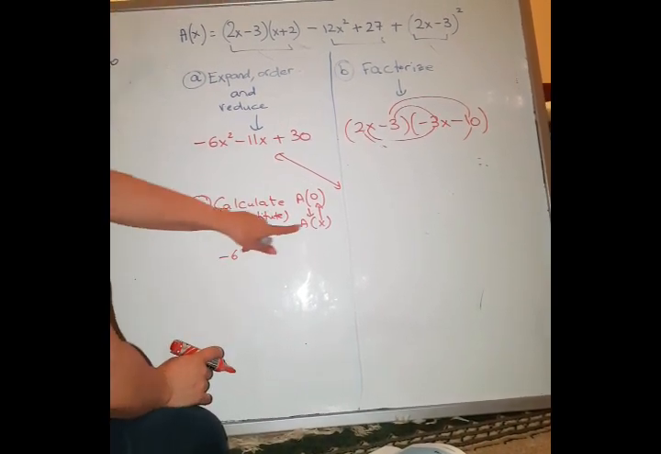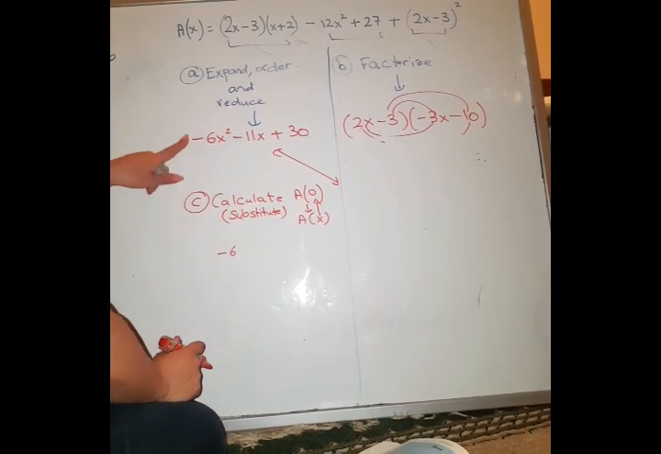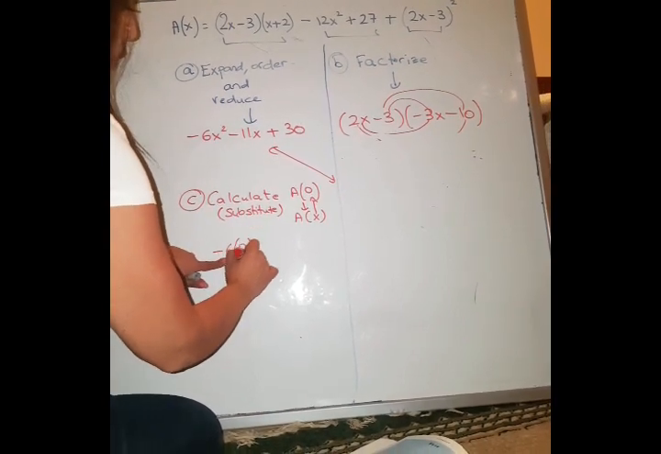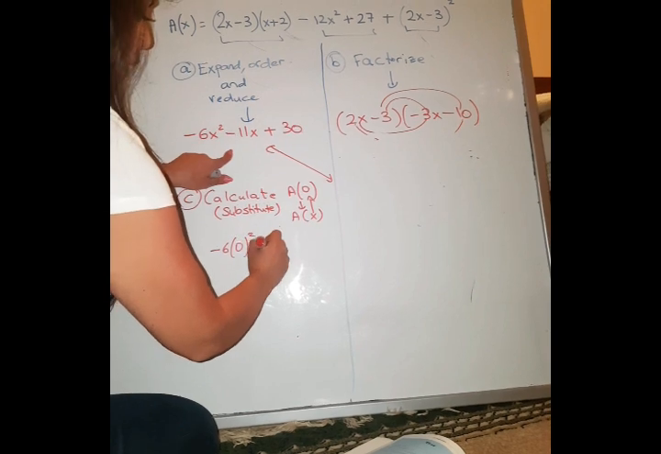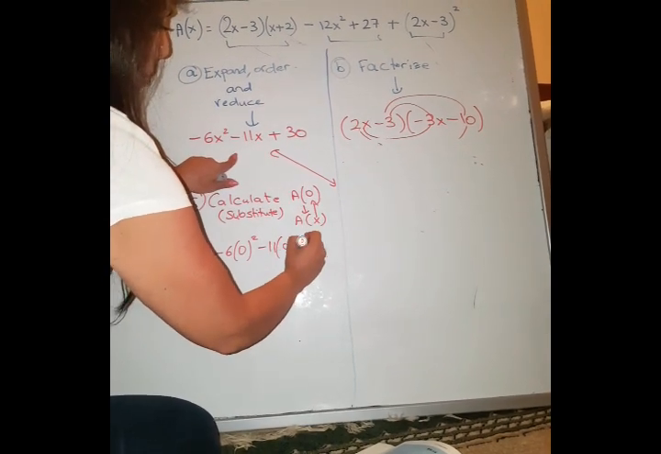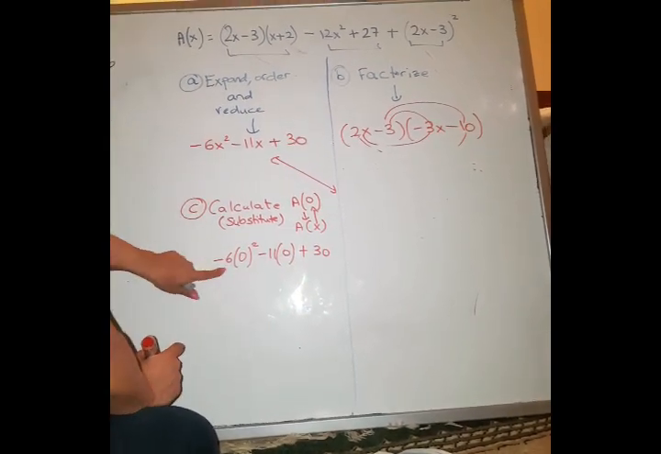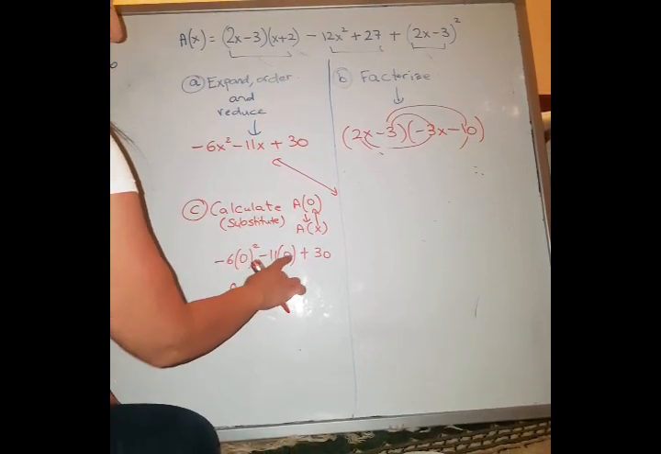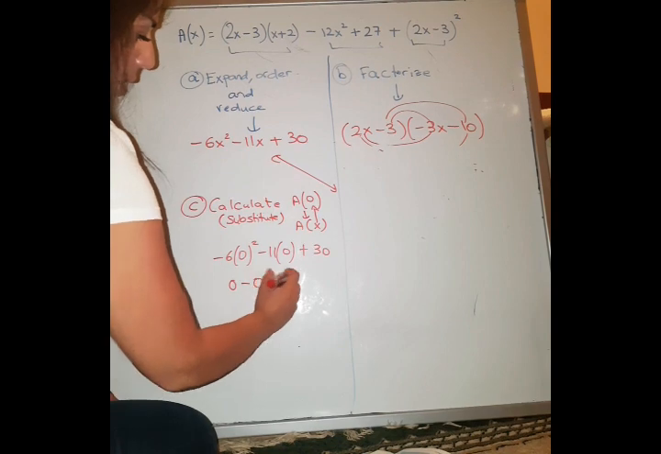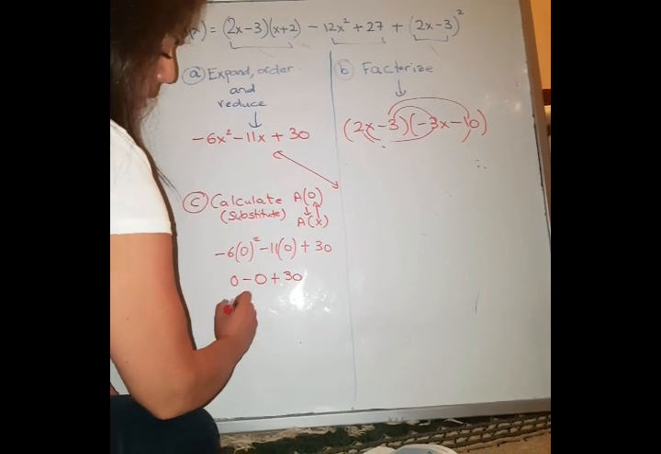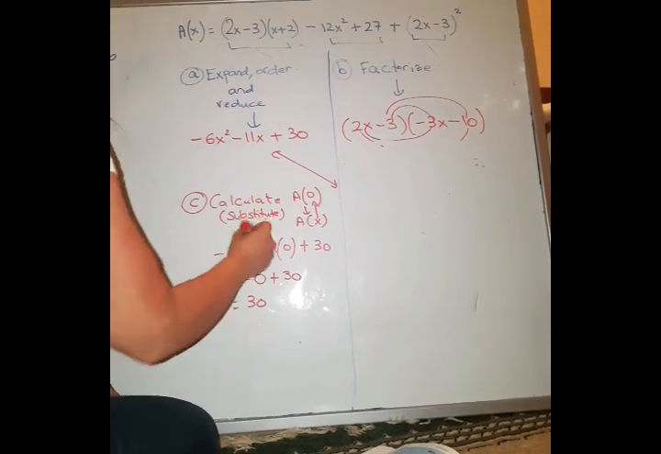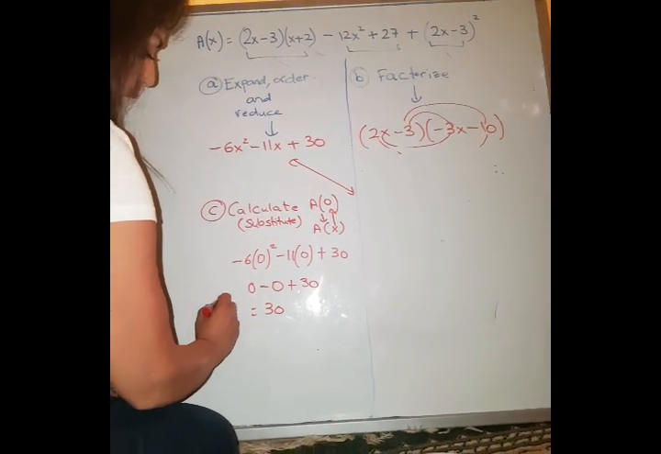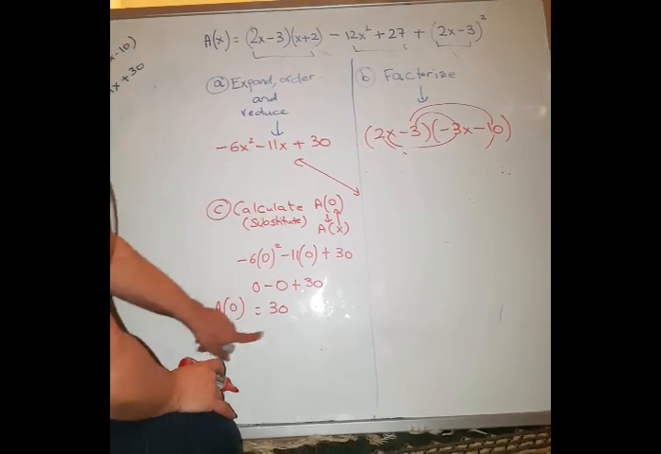All right, I substitute. Instead of x, I put a 0. So negative 6 times a 0 to the second power minus 11 times a 0 plus 30. Negative 6 times a 0 to the second power is a 0. Negative 11 times a 0 is a 0 again, plus 30. So my answer is 30. So whenever x is 0, the answer to it is 30.